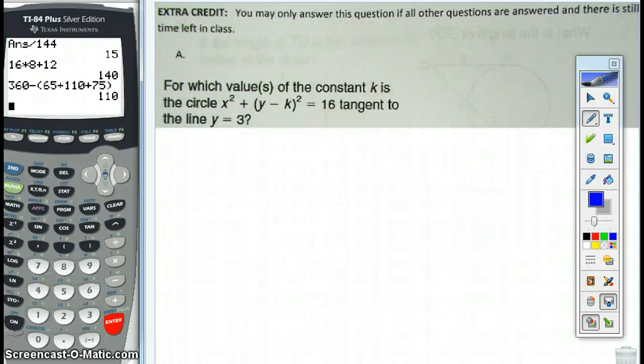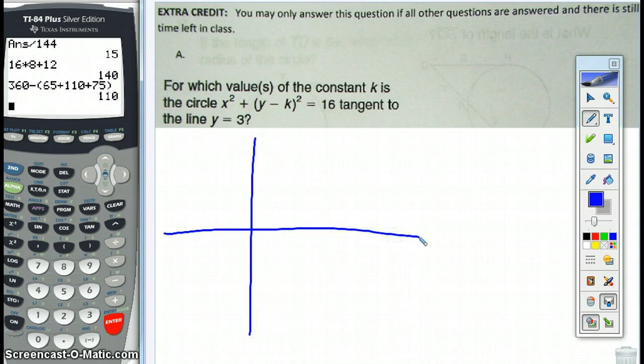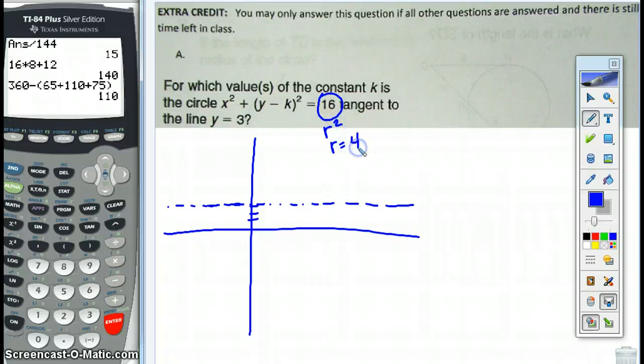All right, let's go do the extra credit now. We want circles that have a tangent to the line y equals 3. So the first thing I do is I go draw a little thing here, 1, 2, 3, and there's my tangent line that I want. And so by looking here, this is 16. So that represents radius squared. So the radius is 4. So what I want are circles that have a radius of 4.